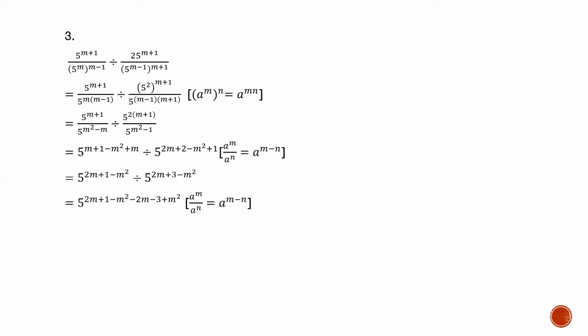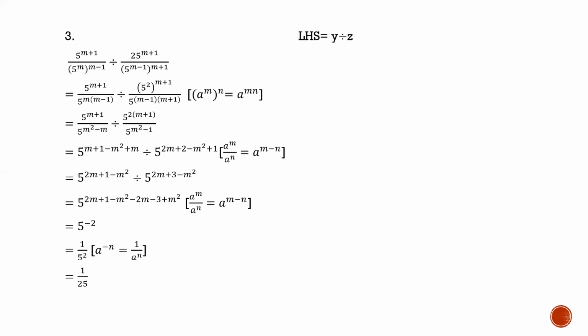Now again a division sign in between two things. So 5 to the power 2m plus 1 minus m squared minus 2m minus 3 plus m squared. Now plus 2m will be cancelled with minus 2m, minus m squared will be cancelled with plus m squared. So we will have 5 to the power minus 2. This can be rewritten as 1 by 5 squared, as a to the power minus n is equal to 1 by a to the power n, which equals 1 by 25. That's how we get the value of z.